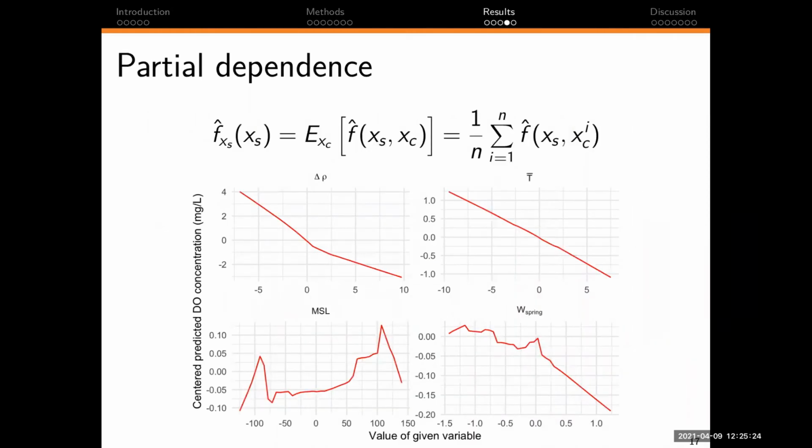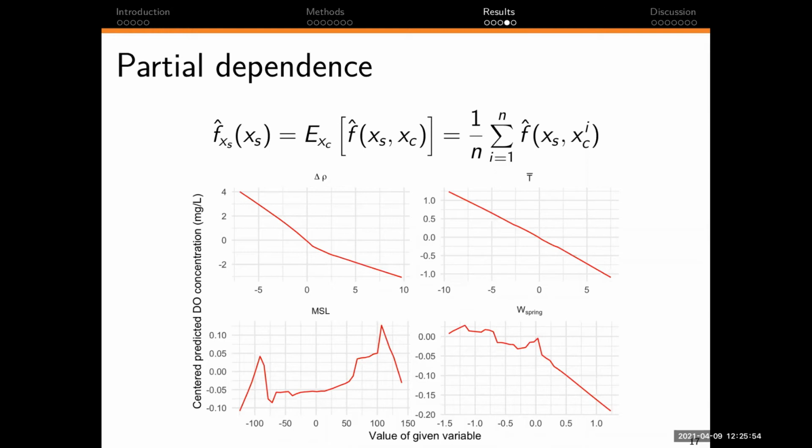A second way to look at the effects of these different input variables is to look at the partial dependence. Essentially, this is the effect of one or more variables averaged over the effects of all the other variables in the model. So given your model and the one or more variables S that you're interested in, to calculate the partial dependence, you can look at the mean value of your model predictions averaged over all of the other variables that go into your model.